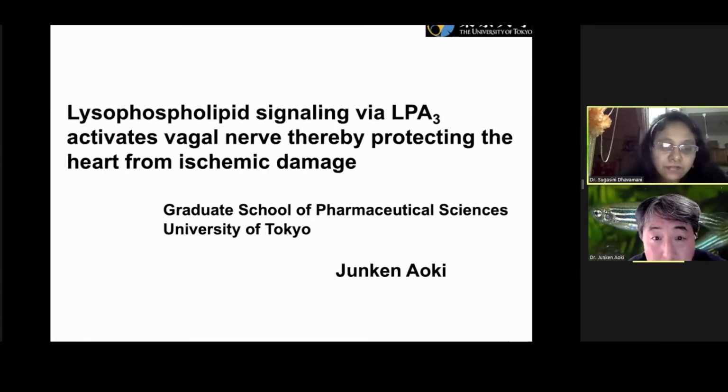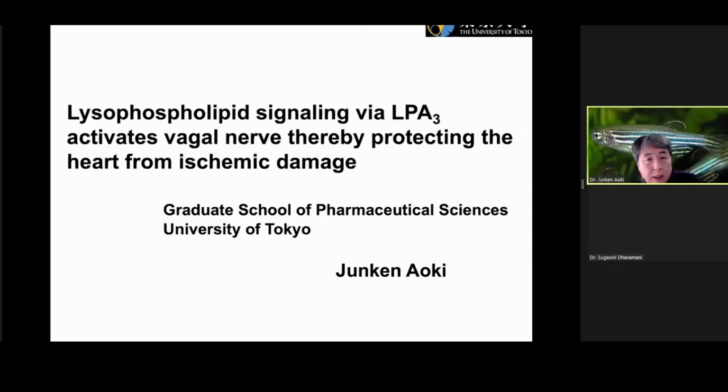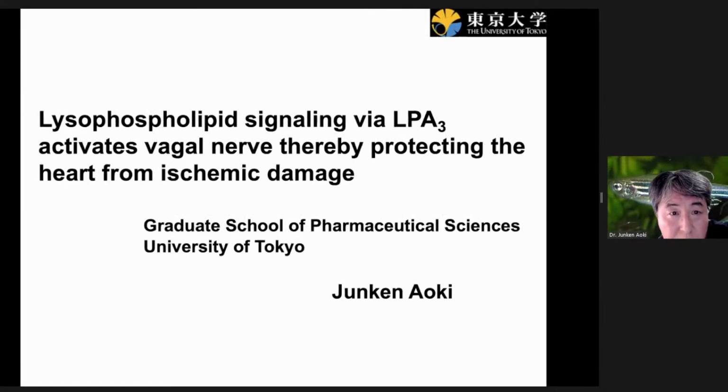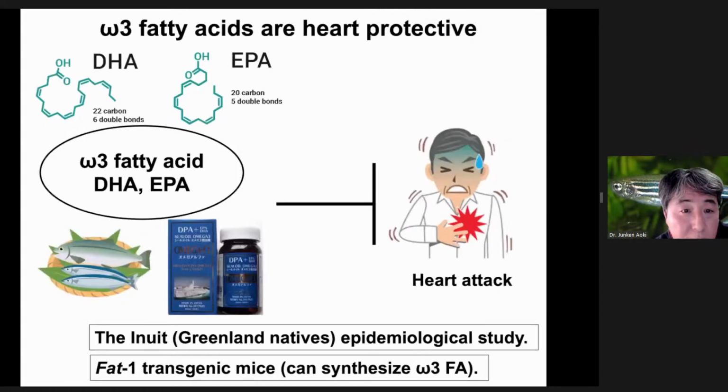Thank you for organizing and giving me an opportunity to present our data. We were focusing on lipidomics and lipid signaling, especially lysophospholipid signaling through G-protein coupled receptor. I think this session is a DHA session or fatty acid session, so I selected this unpublished study in the laboratory. My first slide is here.